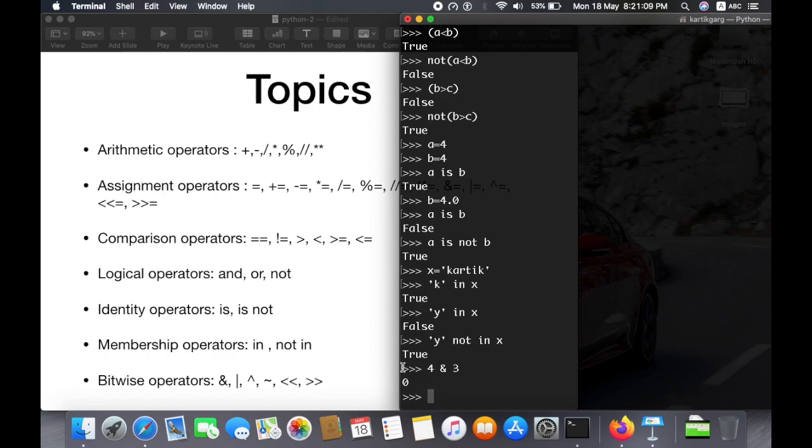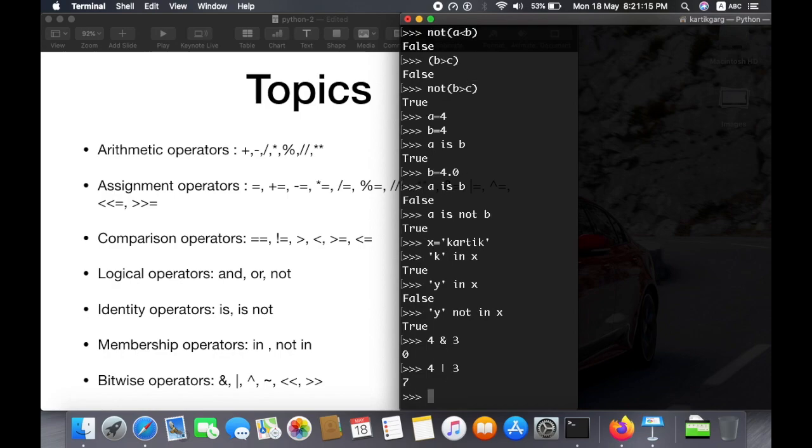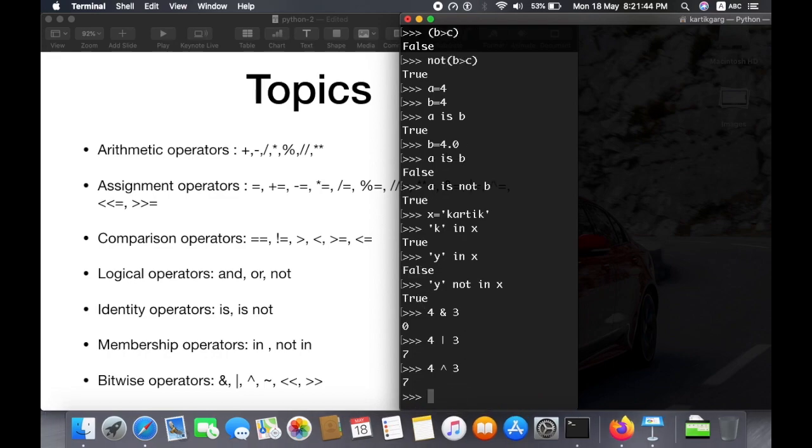Now if we move on to the next one, that is OR, what would happen? OR gave me 7. Why? Because it checks for any of the bits to be 1, and in this case 100 and 011, all 3 bits would be turned to 1 in case of OR, so output would be 7. But what will happen in case of XOR? So let's go to XOR. The answer is same as OR, but why?